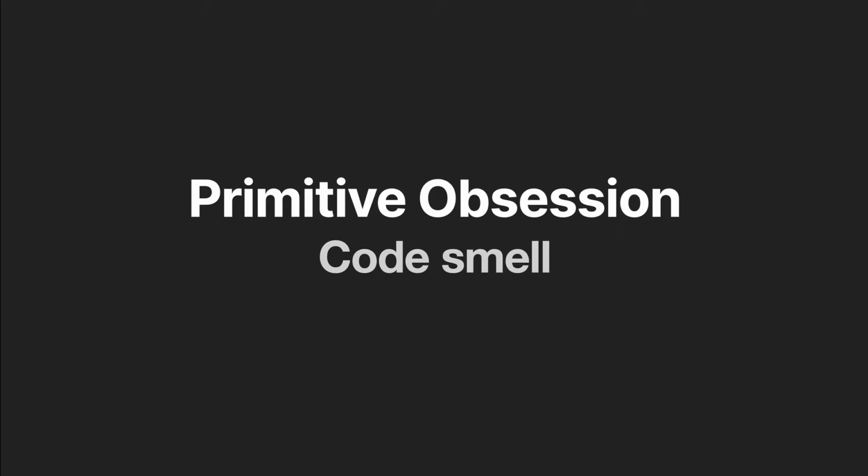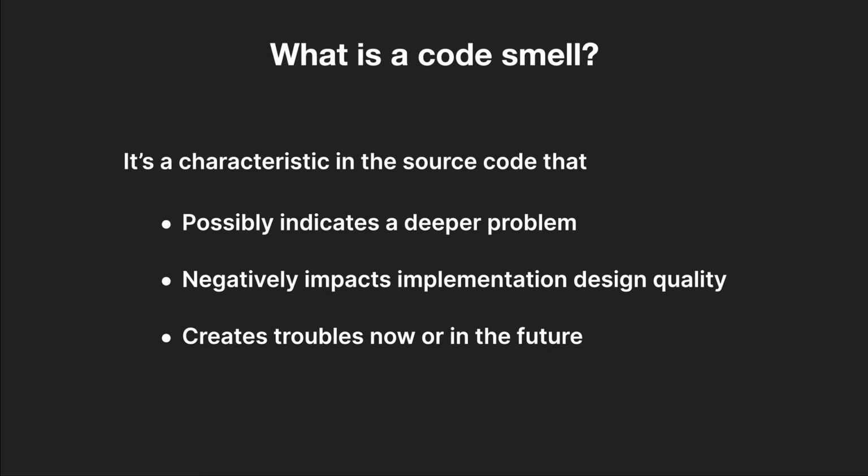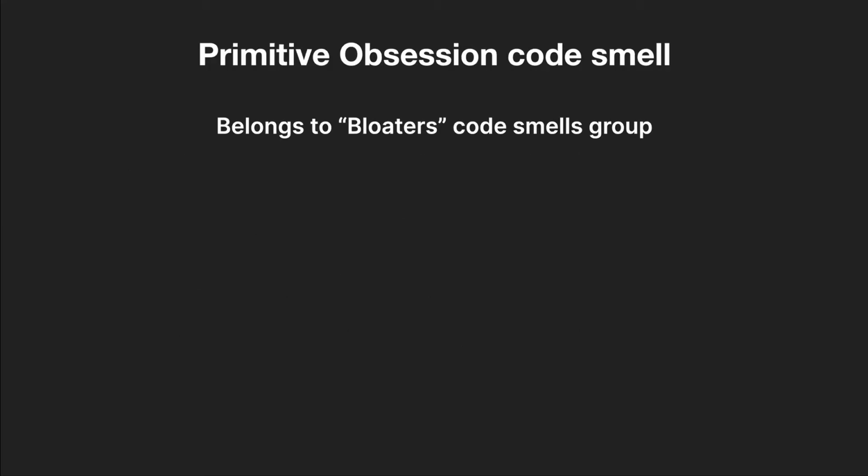Primitive obsession code smell. What is a code smell first? A characteristic in the source code that indicates some deeper problems, or maybe negatively impacts implementation design or creates some troubles now or in the future. It could smell a little bit at the beginning, but then when the code enhances, the smell could be more powerful and create more trouble.